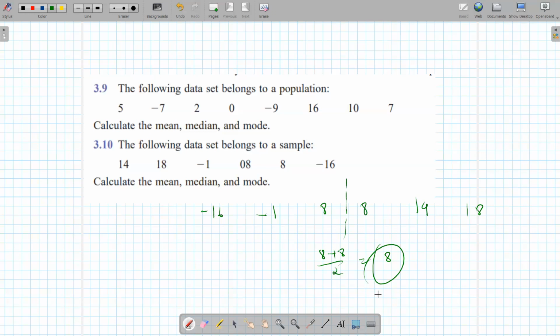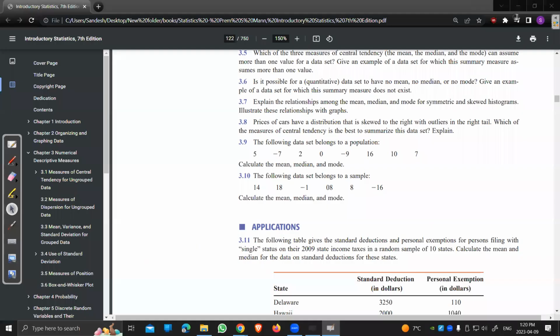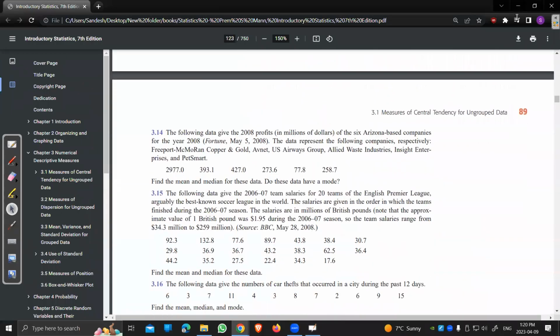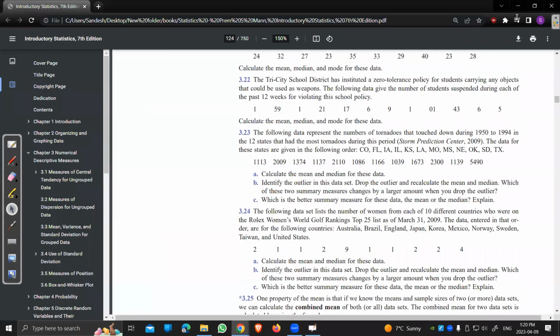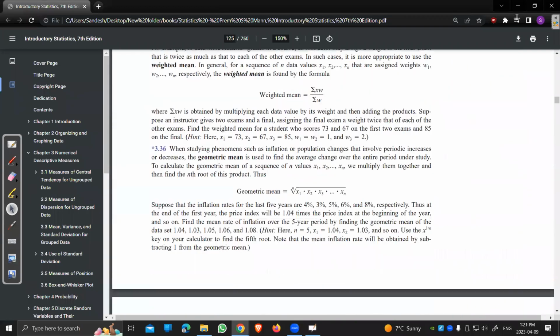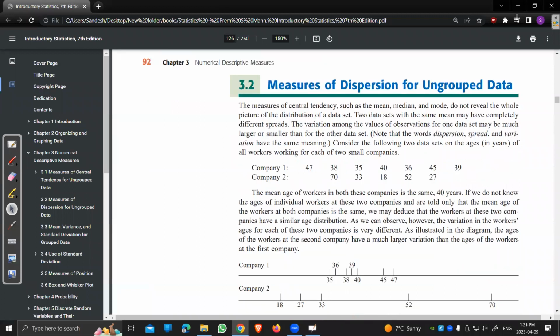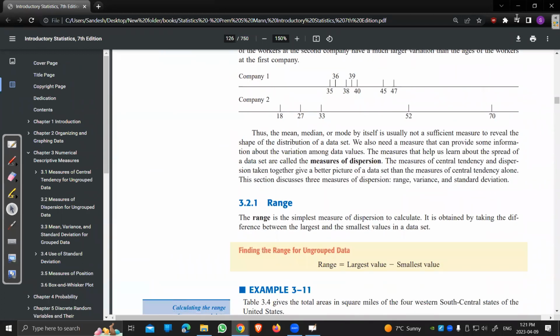8. Let me quickly find the mean of this: -16 plus -1 plus 8 plus 8 plus 14 plus 18, divided by 6. So the mean is 5.6. So it's not symmetrical. I was hoping it would be symmetrical when mean, median, and mode are the same, but that's not the case here. Everything else is exactly the same. You just find mean, median, mode.